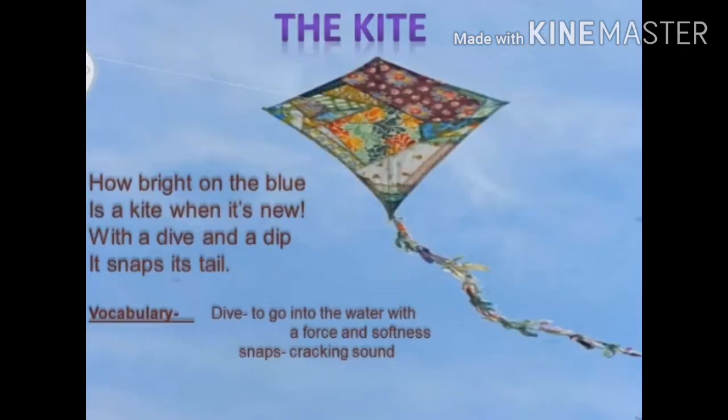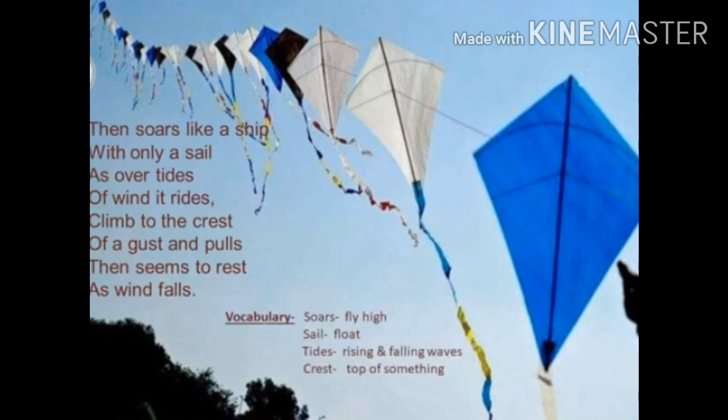So in the first part, poet has described how bright and beautiful the kite looks when it goes up into the sky, and the cracking sound its tail makes when it moves into the sky, when it dives into the air. So how beautiful it looks when it goes up into the sky, and the cracking sound that is made by the kite. So in the next part, the poet has compared the kite with a ship.